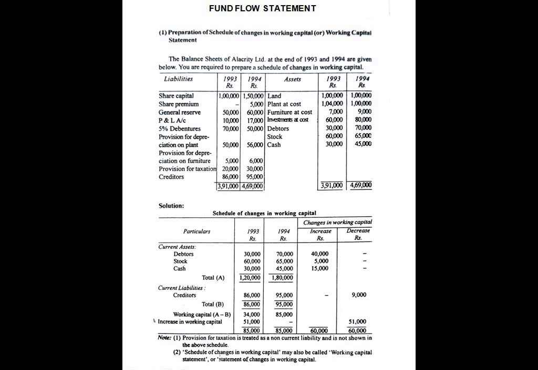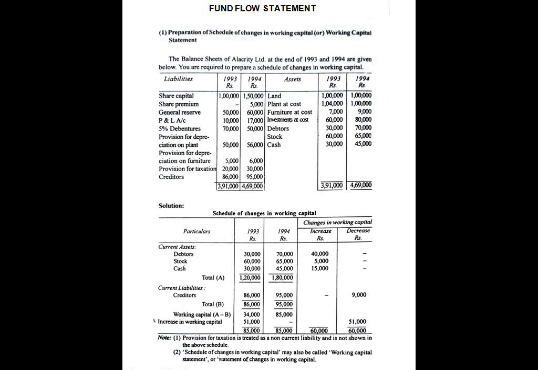Provision for depreciation on furniture 5,000 and 6,000. Provision for taxation 20,000 and 30,000. Creditors 86,000 and 95,000. Then come to the asset side. Land 1 lakh and 1 lakh. Plant at cost 1 lakh 4,000 and 1 lakh. Furniture at cost 7,000 and 9,000. Investment at cost 60,000 and 80,000. Debtors 30,000 and 70,000. Stock 60,000 and 65,000.